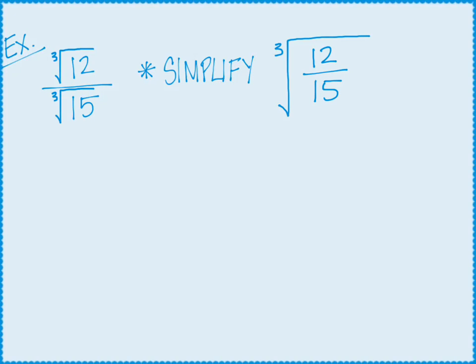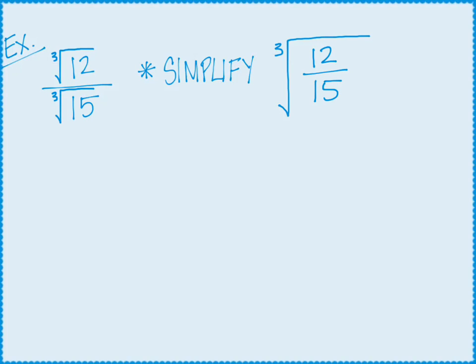Let's look at another example. Now we have cube roots. And we have the cube root of 12 divided by the cube root of 15. So the first order of business is to simplify, and the easiest way to simplify is to write it as one radical. Since they are both index of 3, you could write it with one radical symbol, 12 over 15.